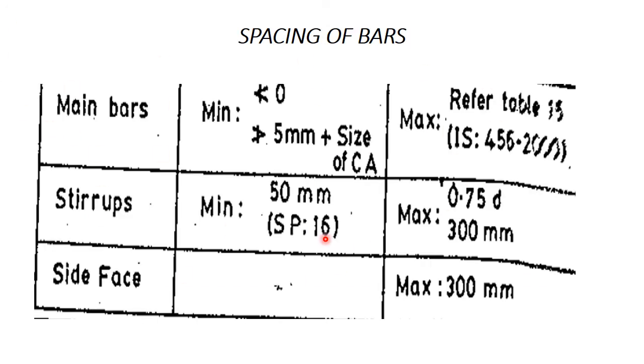Now, this is regarding the spacing of the bars. Whenever it is a main bar, the minimum spacing should not be less than 5 mm or the size of the coarse aggregate. And whenever it is a stirrup, the minimum is 50 mm, maximum is 75 times the effective depth or 300 mm. And whenever you are providing the side face, the maximum is 300 mm. That is the maximum spacing of bars.